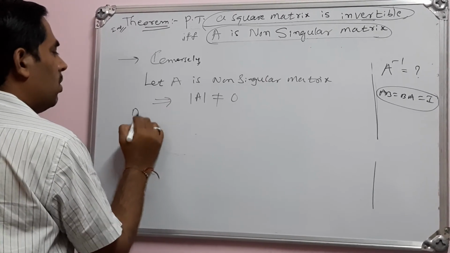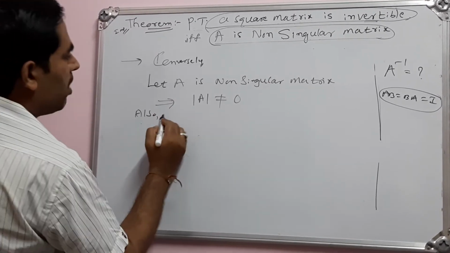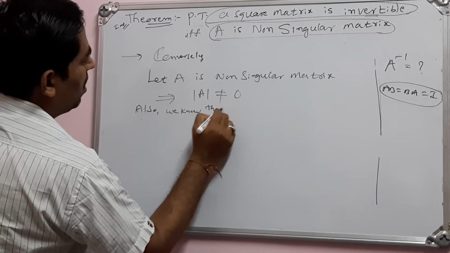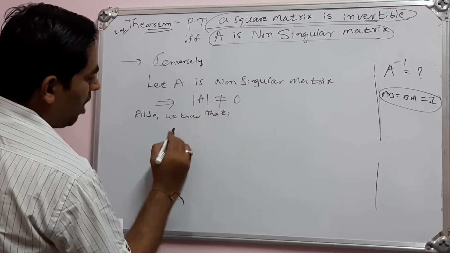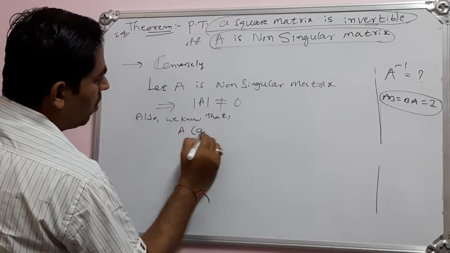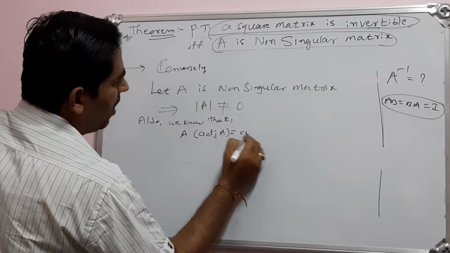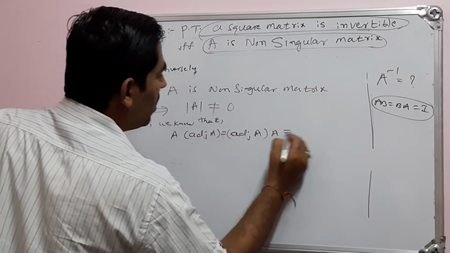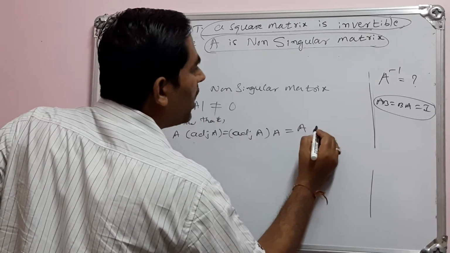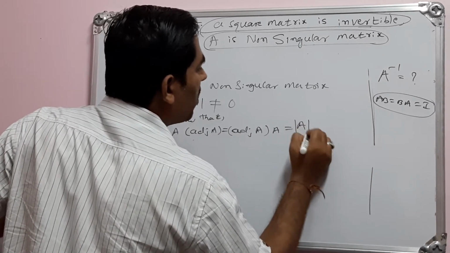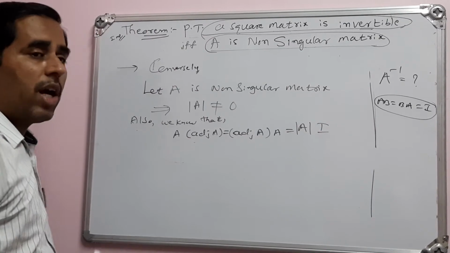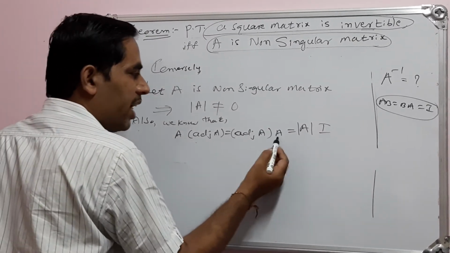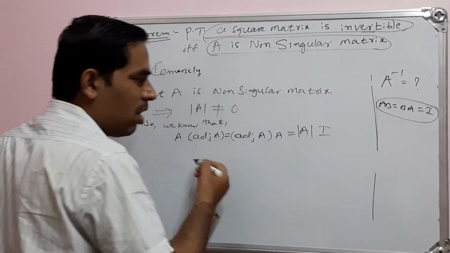In our previous class we have discussed 5 or 6 points. We know the result: if A is a square matrix, then A into adjoint A is equal to adjoint A into A, which is equal to the determinant of A into I. We also verified this by taking an example. So this holds good here.